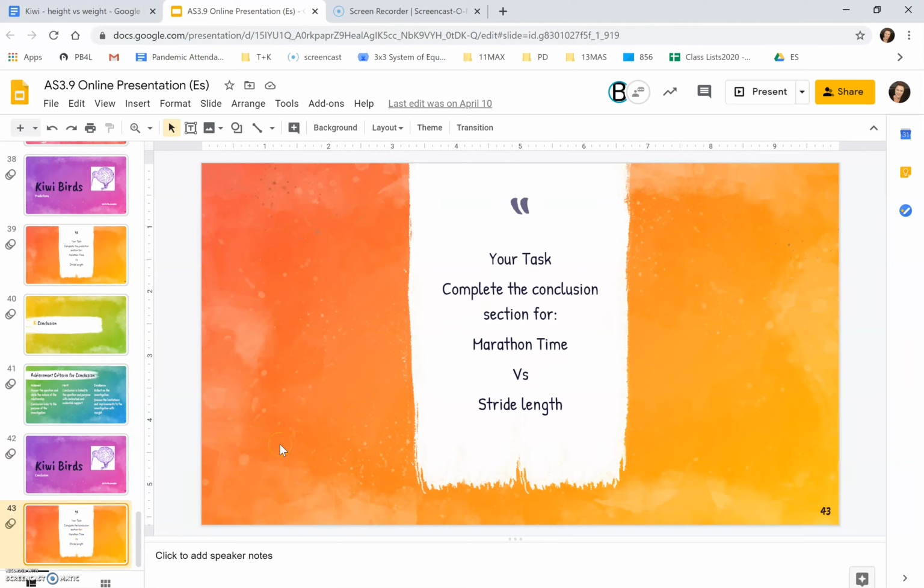What I'd like you to do is to complete the conclusion section for marathon time versus stride length. So go back. What was the purpose of looking at the stride length versus the time taken to complete in minutes? Do you think that this relationship was fit for your purpose? What other information do you think we need in order to improve upon our investigation? What other variables would you like to know about to explore? And make sure you back up anything you say with your research.